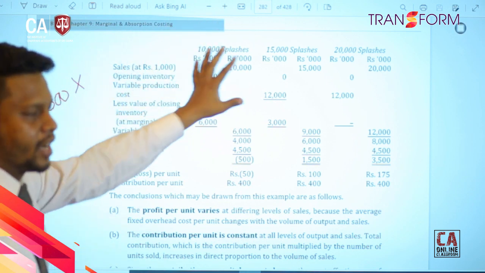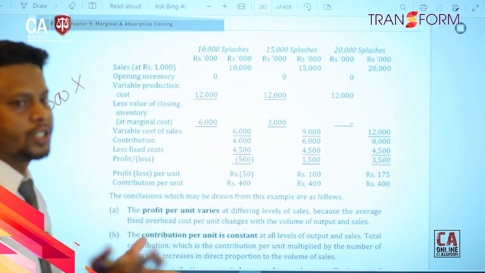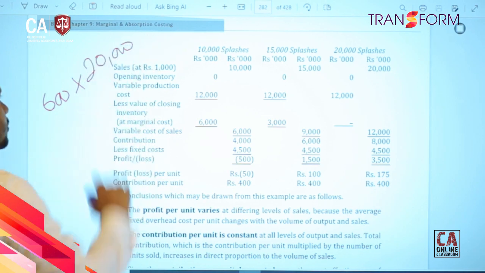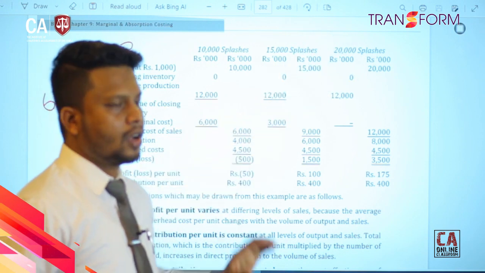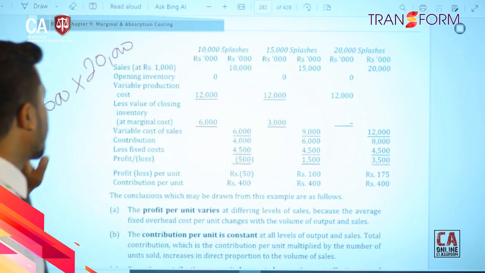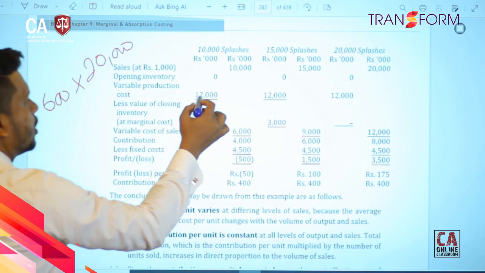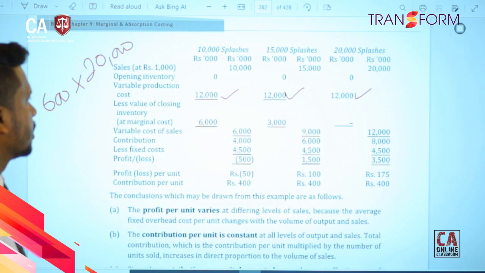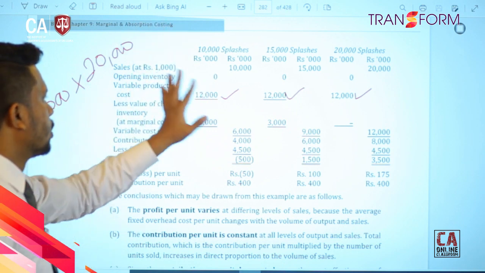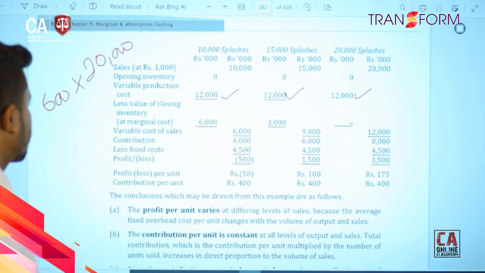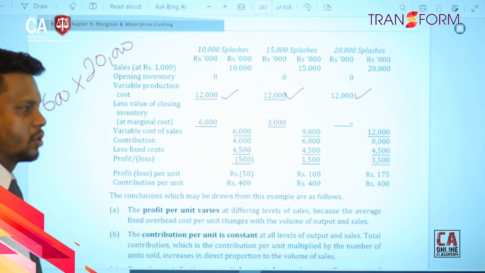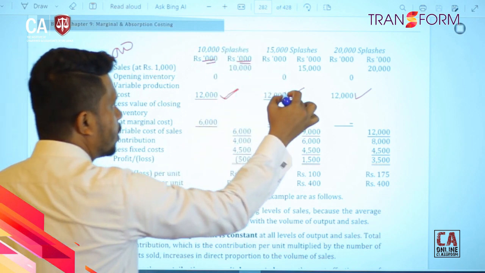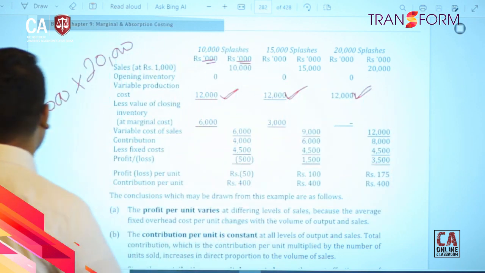We calculate this not on what we sold, but on how much we produced. In every situation you produced 20,000, so 20,000 times 600. Yes, you have this amount, that is we can take it as 1000, right? 12,000 cost you can incur for your production cost. So all are 1000 values, so I can take it as 12,000, 12,000 and 12,000.